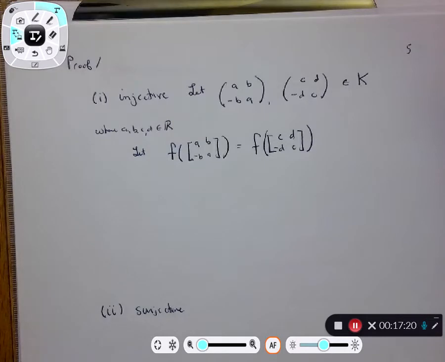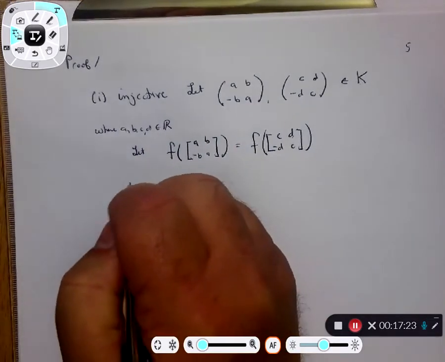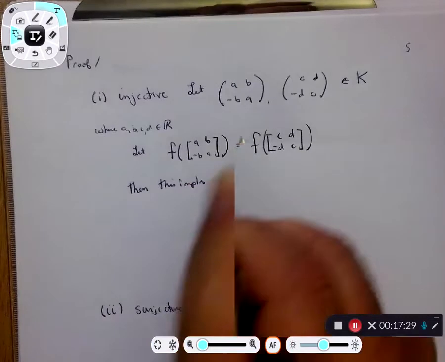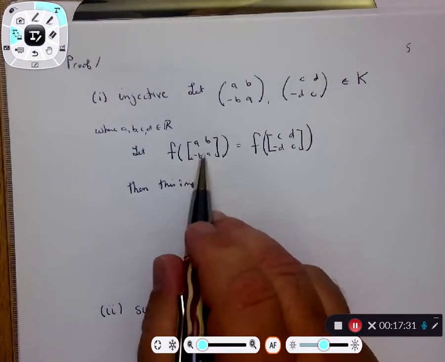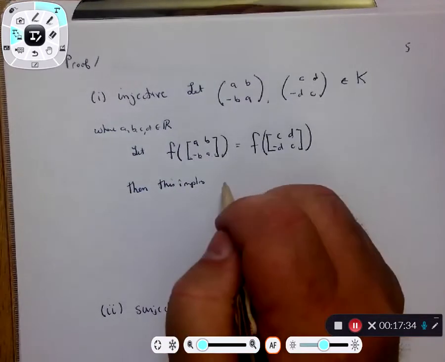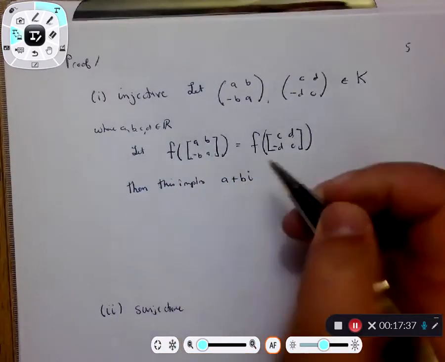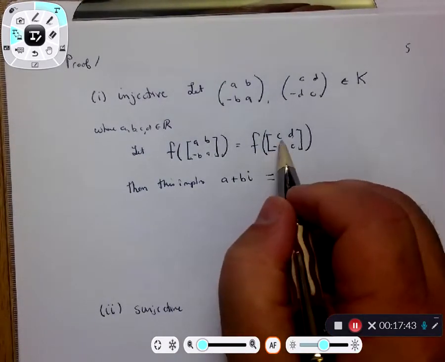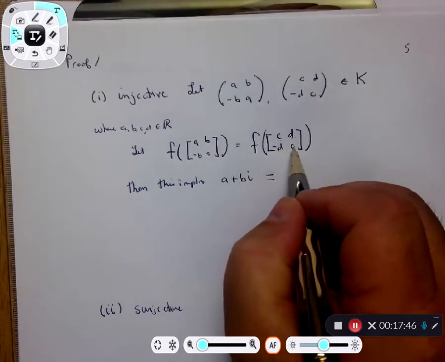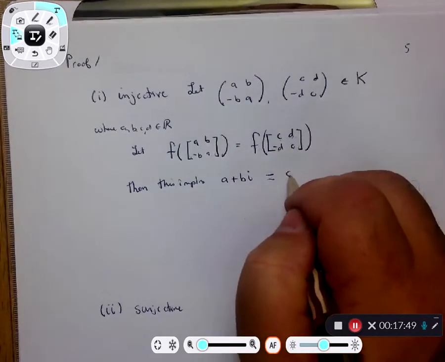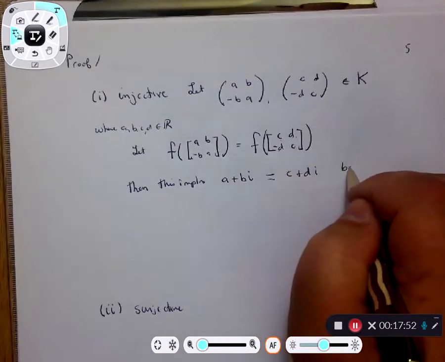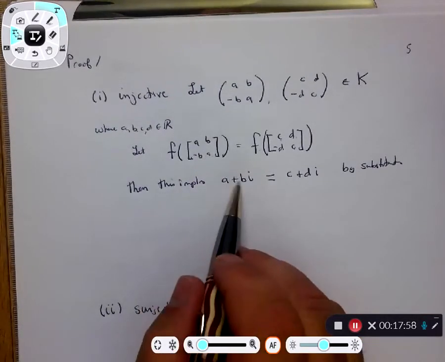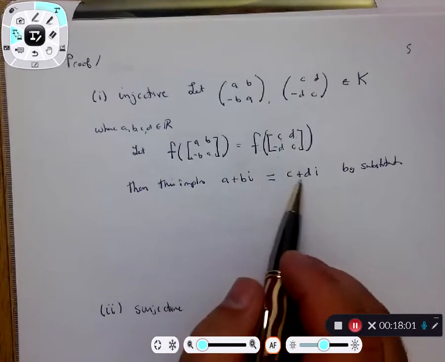Now, this implies what? If I map f of [a, b; -b, a] according to my f map, that's equal to a plus bi. And that's going to be equal to, if I map f of [c, d; -d, c] according to how we defined f to map, c plus di. So that is by substitution. I replace f of [a, b; -b, a] with a plus bi, and I replace f of [c, d; -d, c] with c plus di.